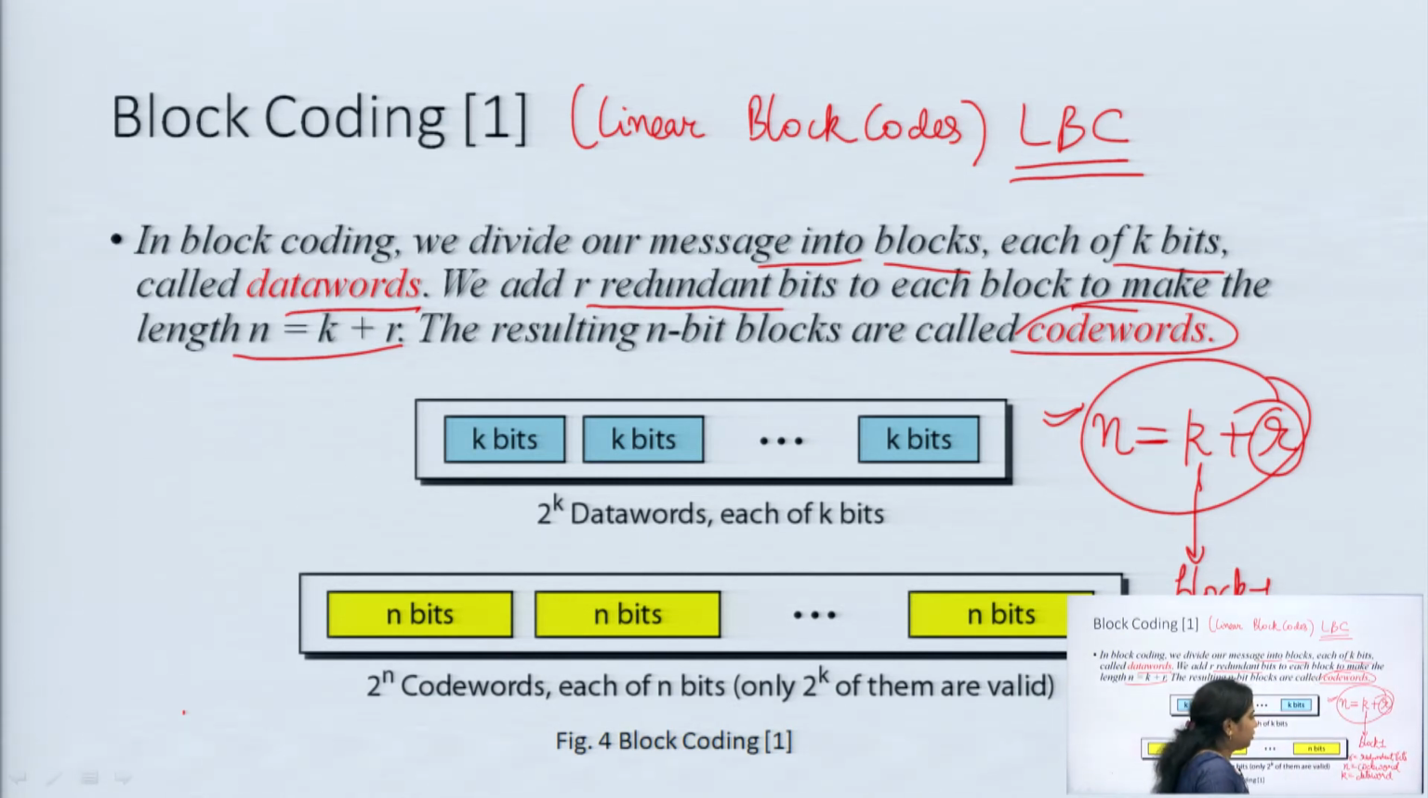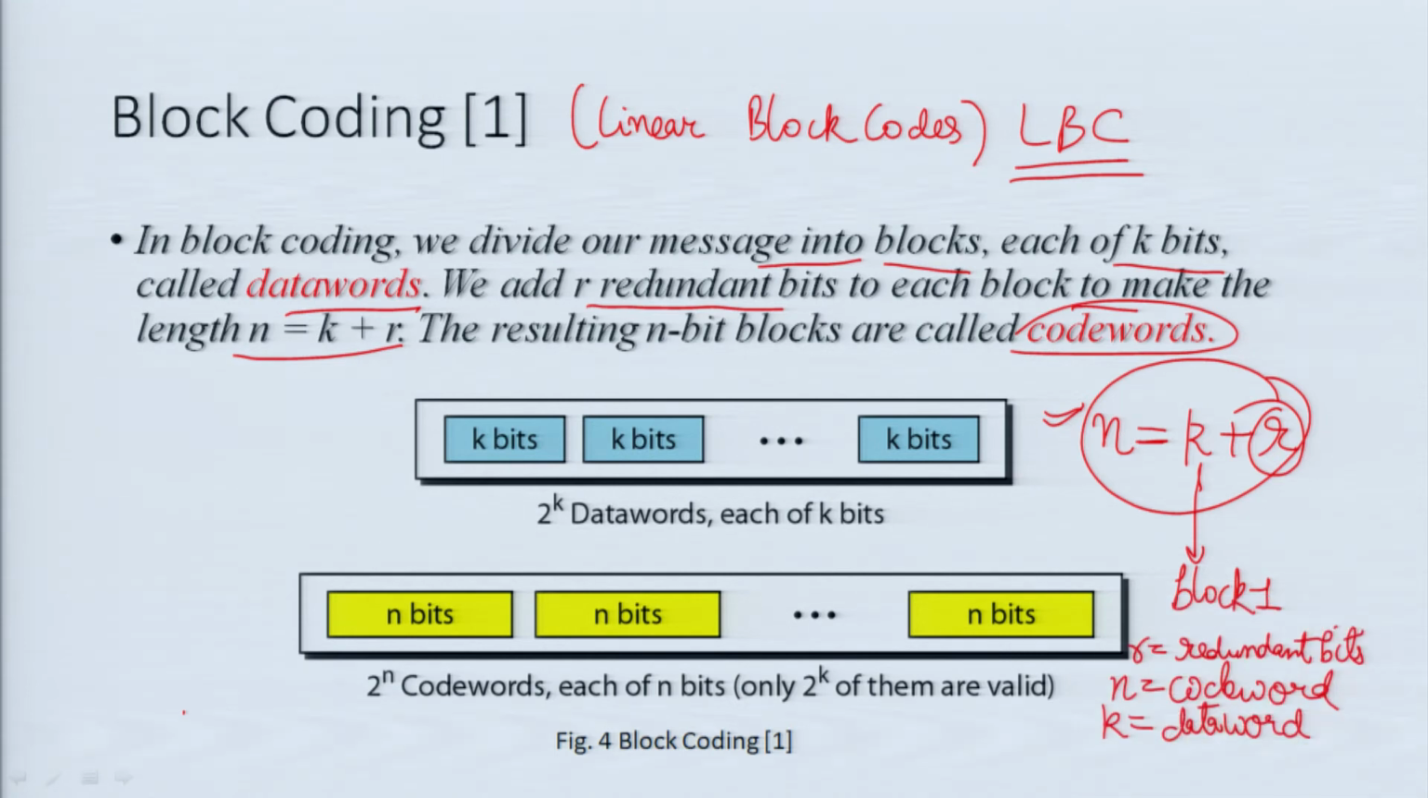So, these three terms are very important if you are studying the coding part. It is very important to remember that r is the redundant bits, n is the code word, and k is the data word. So, these are the bits that you have seen over here.